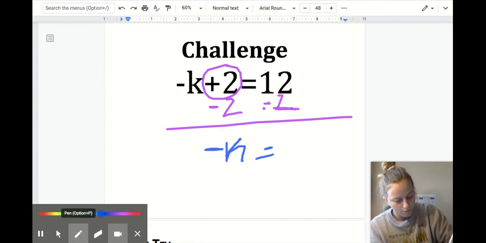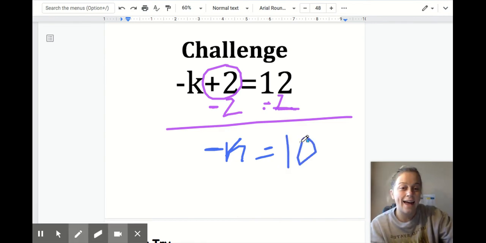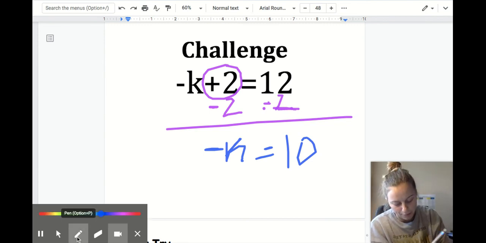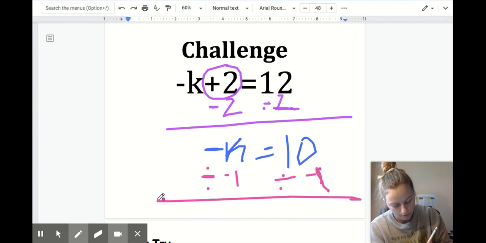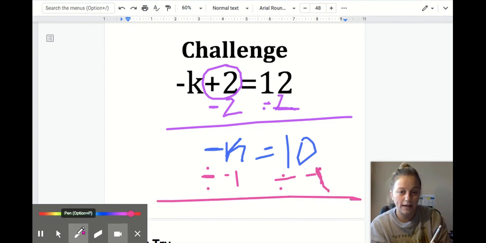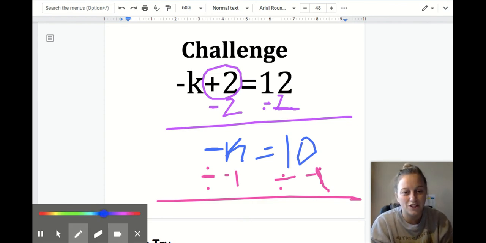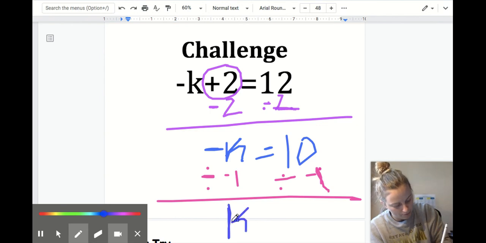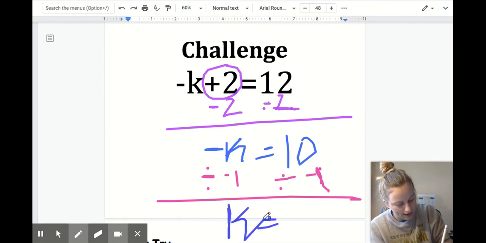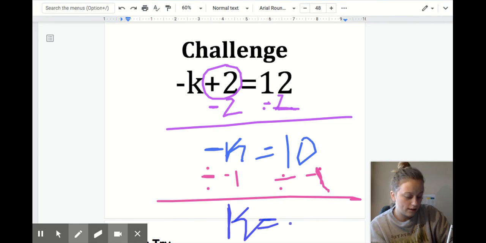So, to get rid of that negative in front, I simply need to divide both sides by a negative 1. Which, a negative k divided by a negative 1, that's pretty much saying negative 1 divided by negative 1, creates a positive k. And 10 divided by negative 1 gives me a negative 10.